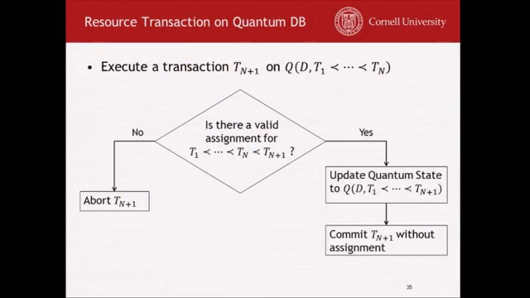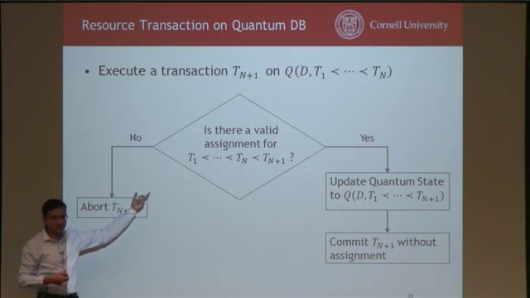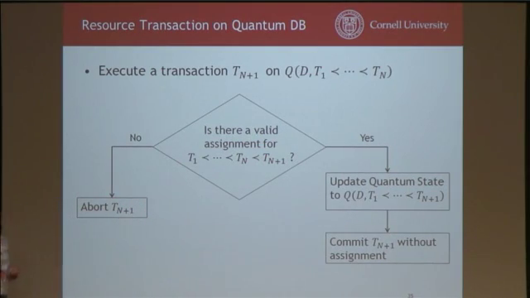So how does a transaction execute over a quantum database? Effectively, it checks if the invariant with the extended sequence of transactions has a valid assignment or a valid grounding. If this is so, then you update the quantum state and you commit the transaction, but now the assignment has not taken place. If not, then the transaction aborts. Okay.